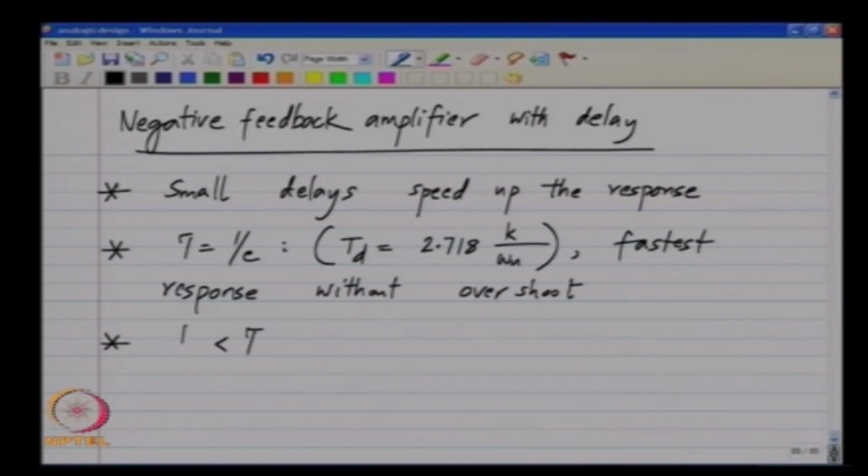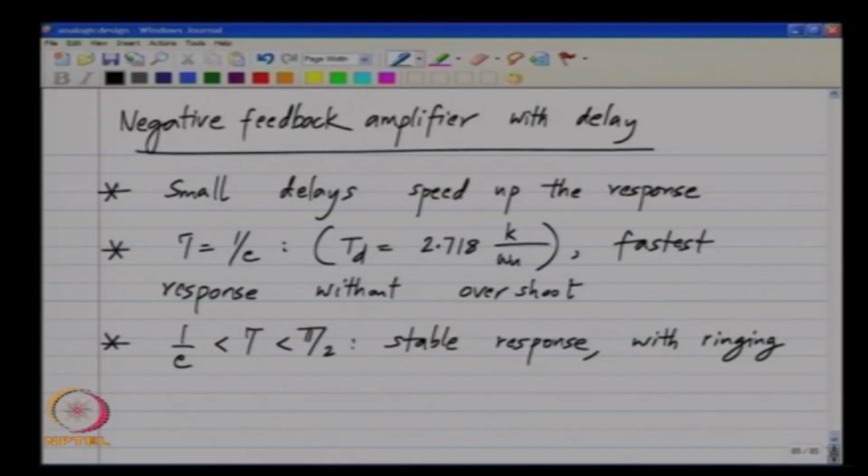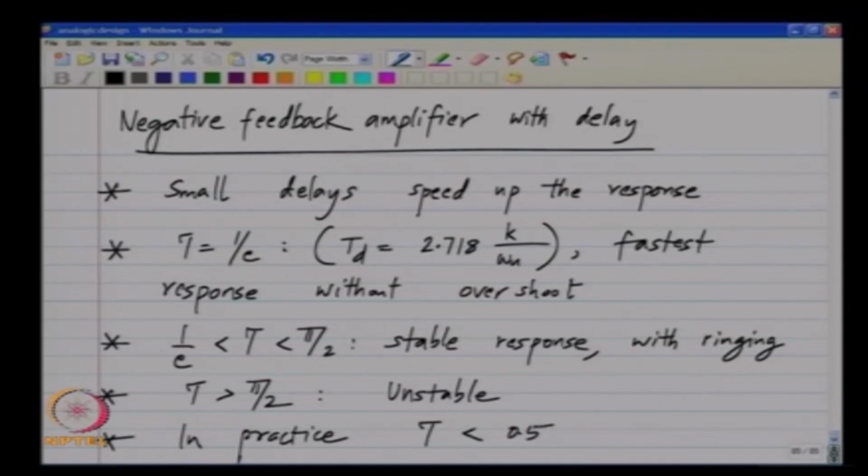and for tau between 1 by e and pi by 2, you get a stable response, but with ringing, and for tau greater than pi by 2, the system is unstable. And in practice, you would limit tau to about 0.5 or less, so that even if there is a ringing, it is very small in magnitude and it dies out very quickly.